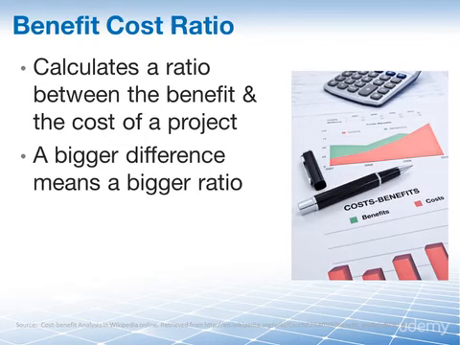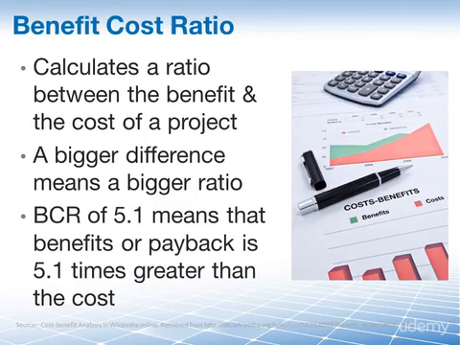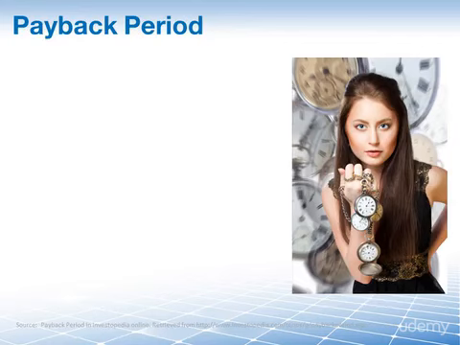of 3.5. But now let's turn this around and say, all right, I have a BCR of 5.1. What does that mean? Well, it means that your benefits are 5.1 times greater than your cost. And instead of benefit, you could also say payback. So the payback is 5.1 times greater than your cost. And this takes us straight to the next topic, the payback period.